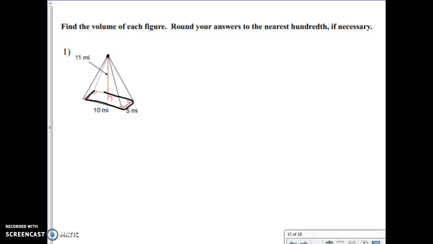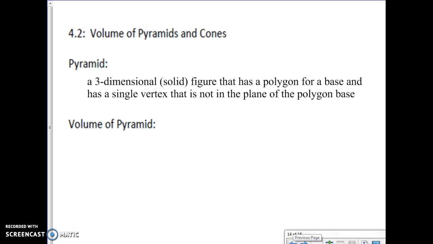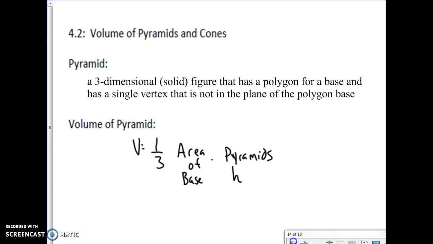Now, if I want to find the volume of a pyramid, it's very similar to the volume of a prism, but there's one tiny little difference. I'm going to take 1/3 of the area of my base times my pyramid's height. Once again, this is a formula that you guys will be given on the AIR test, but just something good to know.